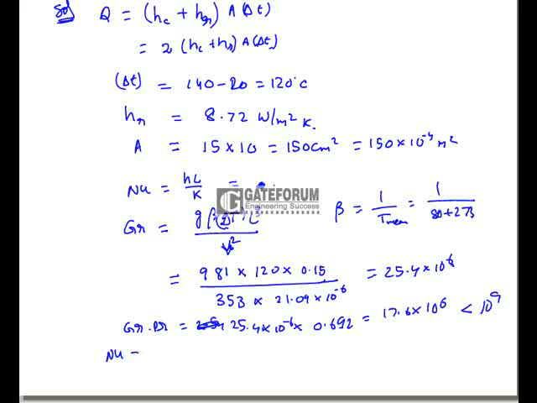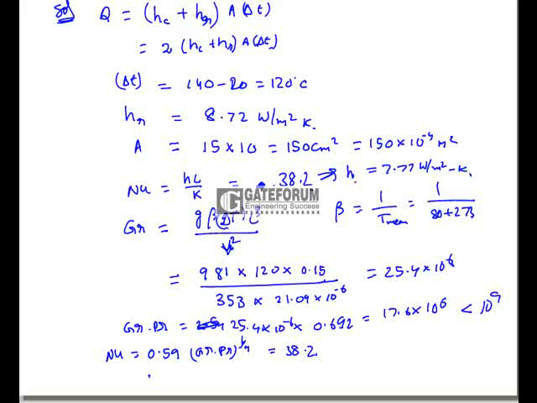This product is less than 10 power 9, so the Nusselt number is given by 0.59 times the Grashof number into Prandtl number, whole power of 1 by 4. From this equation you get 38.2. Now substitute this value in the formula hL by k, so hL by k is equal to 38.2. From this equation we find the heat transfer coefficient in convection, which is equal to 7.77 watt per meter square Kelvin.